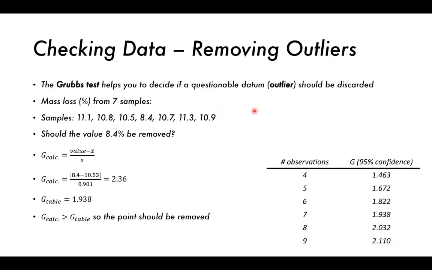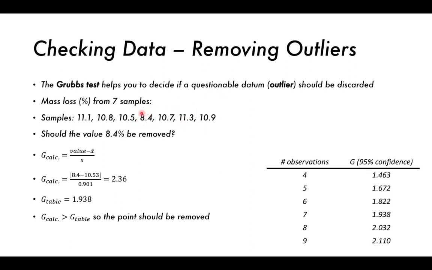So first, the Grubb's test. This is where we check our data and we try to remove any outliers. So the Grubb's test helps us to decide if a questionable datum outlier should be discarded. So take, for example, this mass loss data set. In this data set, we have 7 samples. Six of them are quite close together. They range from about 10.5 all the way through to 11.3, which is a spread of about 0.8.